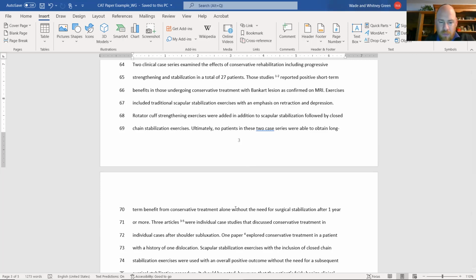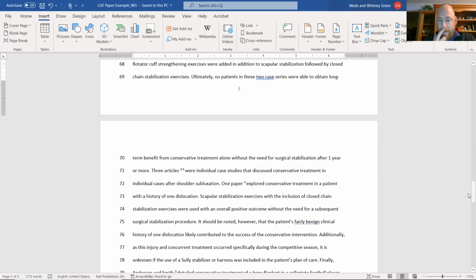Now, I've got 3 more papers though, because I found a total of 5. So 3 articles were individual case studies, and I go through and discuss each one a little bit. So the first paper, one paper explored conservative treatment in a patient with a history of 1 dislocation. Here they use scapular stabilization exercises and a little bit of closed chain strengthening exercises with a positive outcome.